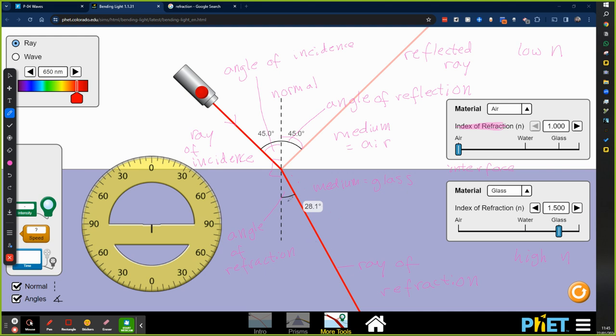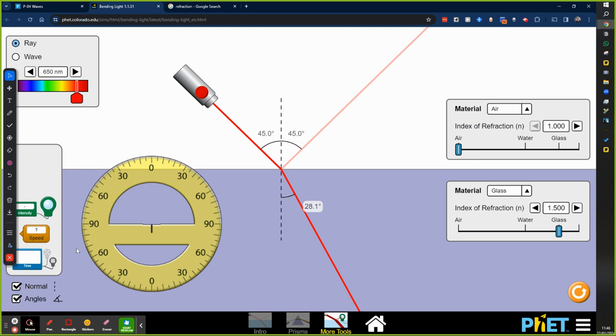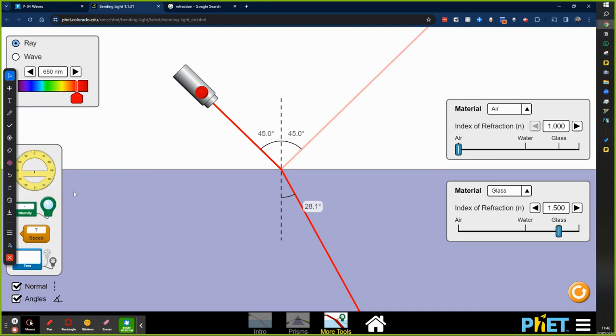Okay, I think I might just stop the video there. Actually, no, I won't stop the video there. I'll pause it. So let's have a look. I think I can put that back now. So we've gone from a low refractive index to a high refractive index.